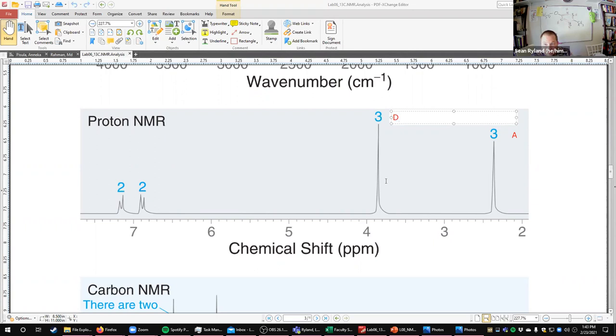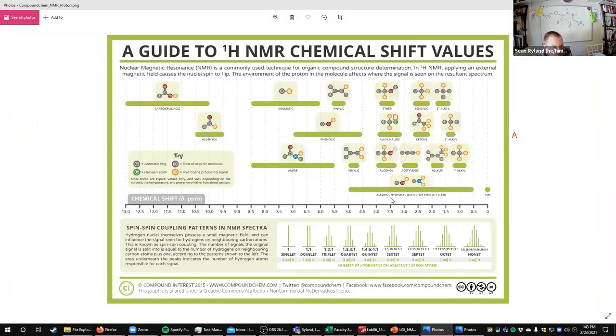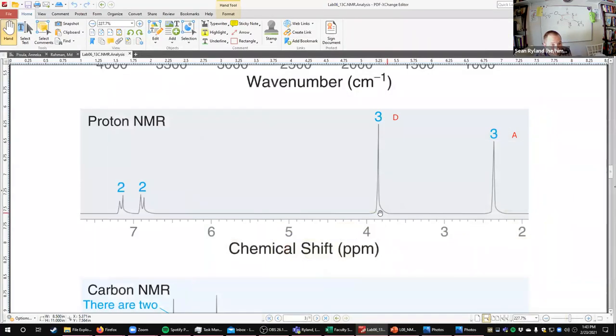D is still a CH3. And if we switch to the proton table, we see that alcohols and ethers, if you have an ether adjacent to a proton, that will show up in that 3.5 range, 3 to 4. Which is where we're seeing it here. So this is our methoxy protons.